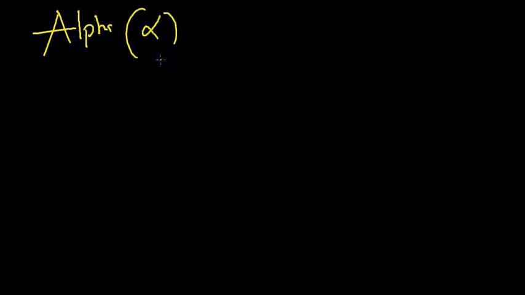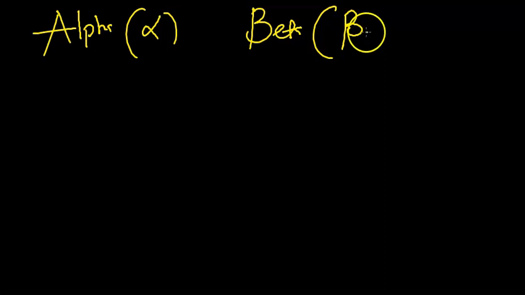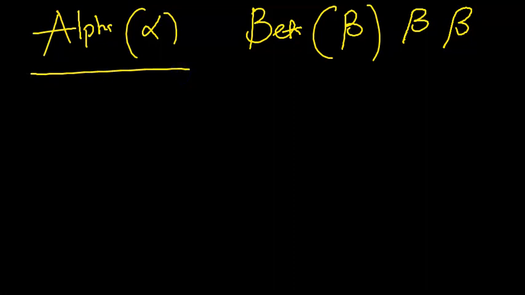When we say alpha, it's written this way. Alpha is denoted by this symbol. What about beta? Beta, and this is the symbol for beta. Sometimes it is written like this, but it's just the same thing. So let's start with the first one, which is alpha.